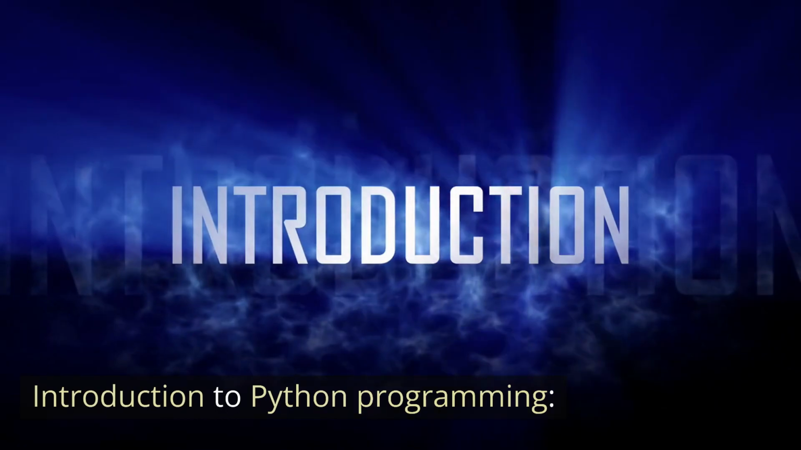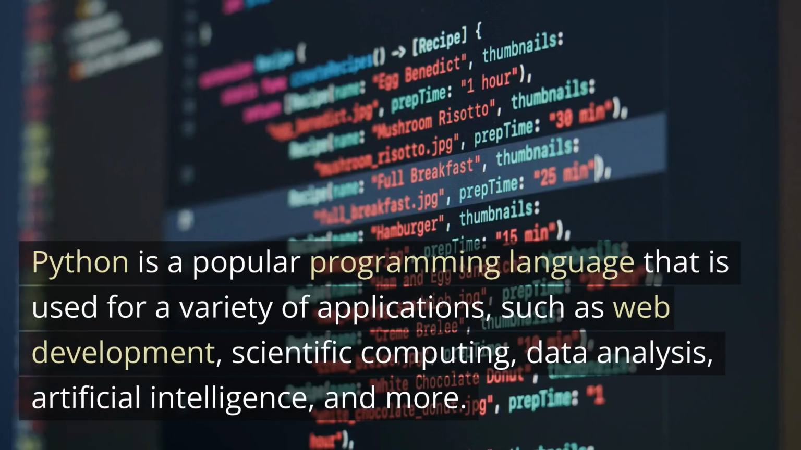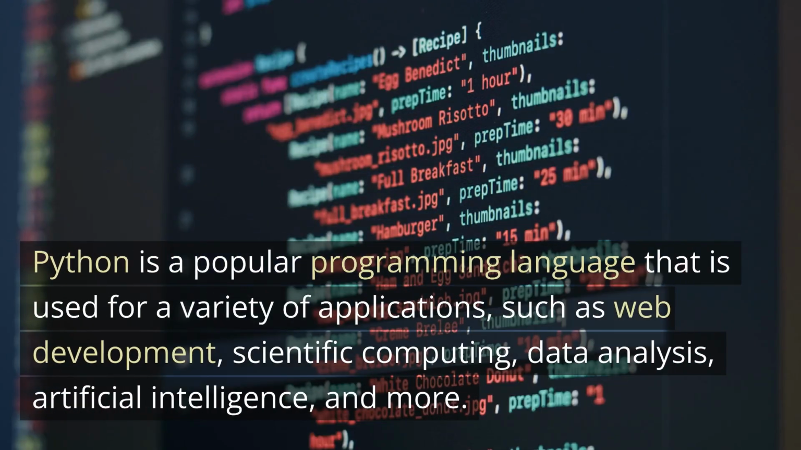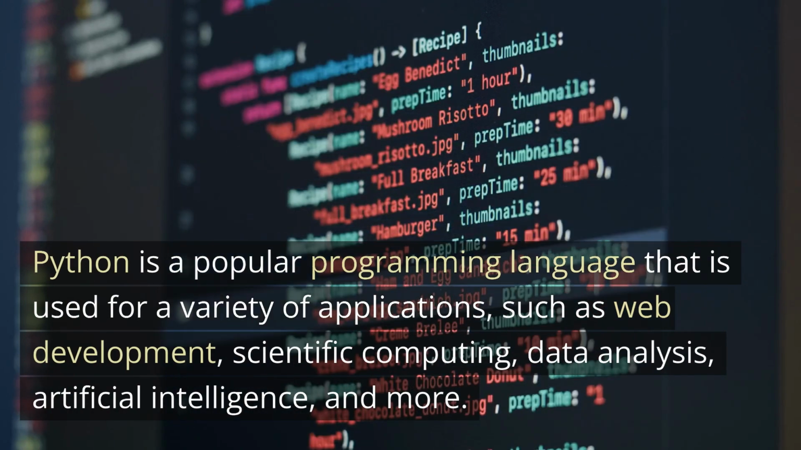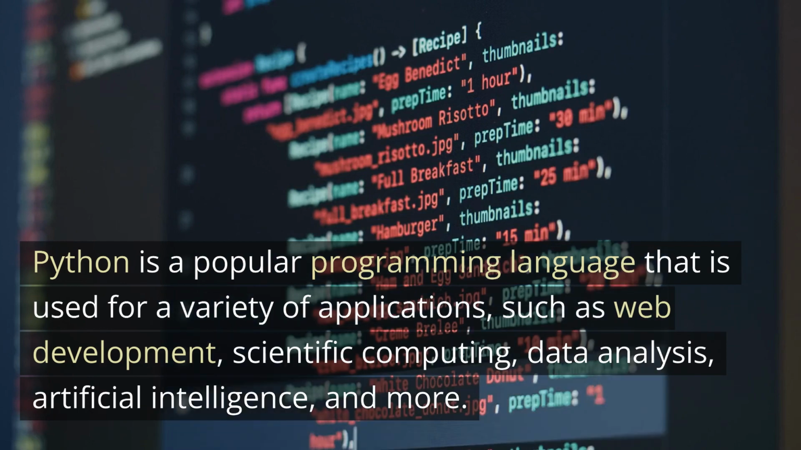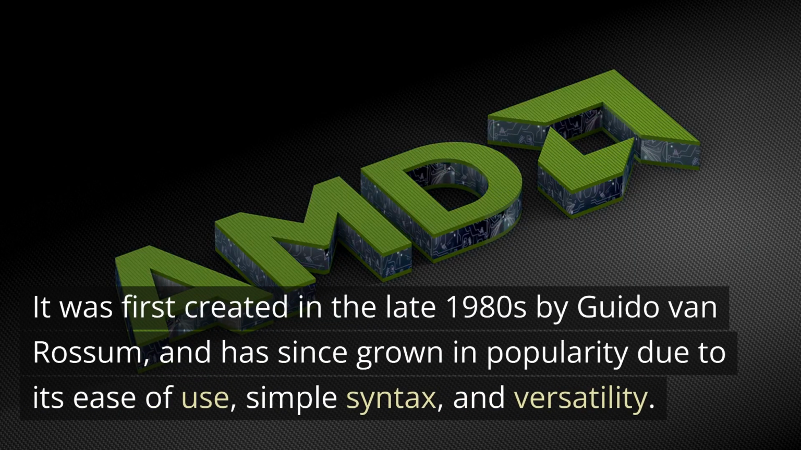Introduction to Python programming. Python is a popular programming language that is used for a variety of applications, such as web development, scientific computing, data analysis, artificial intelligence, and more. It was first created in the late 1980s by Guido van Rossum, and has since grown in popularity due to its ease of use, simple syntax, and versatility.